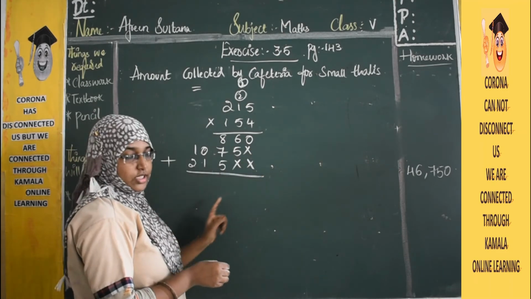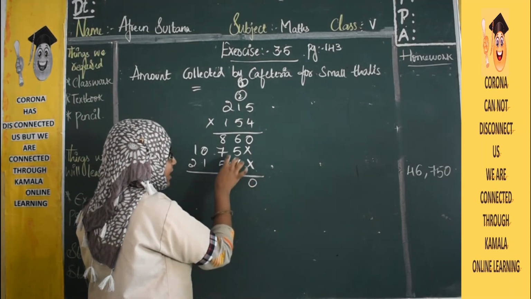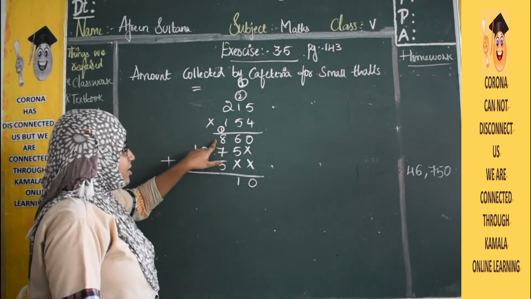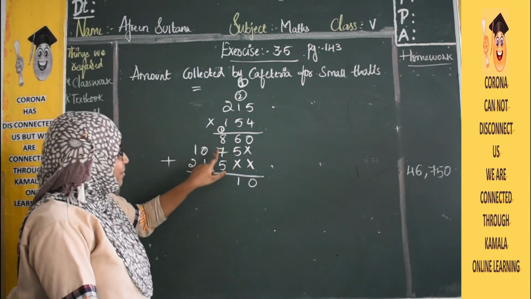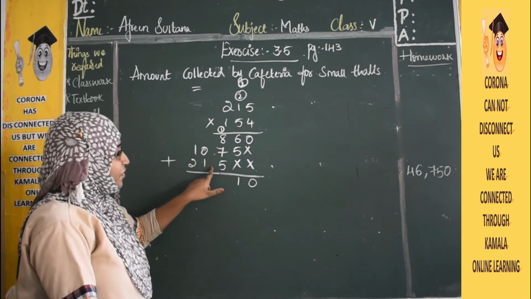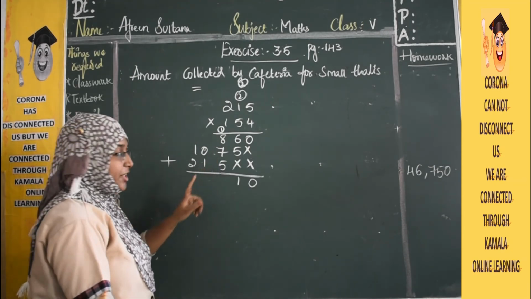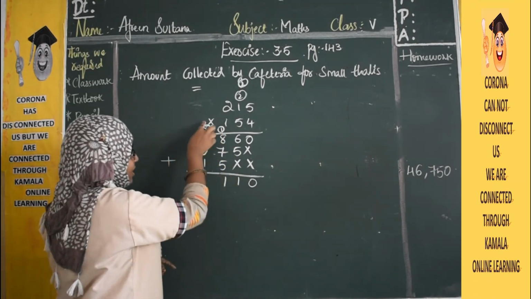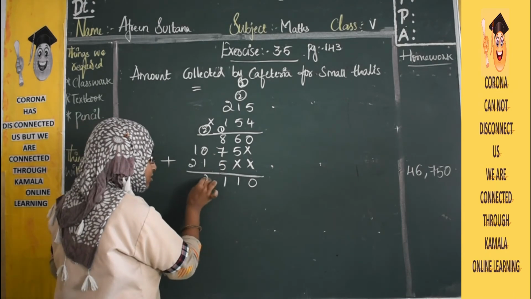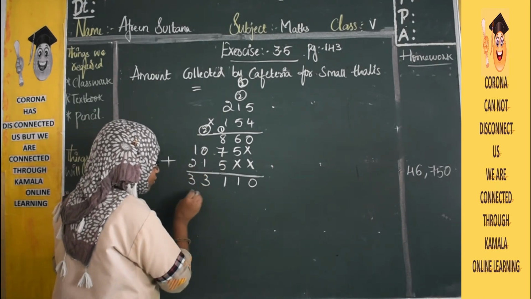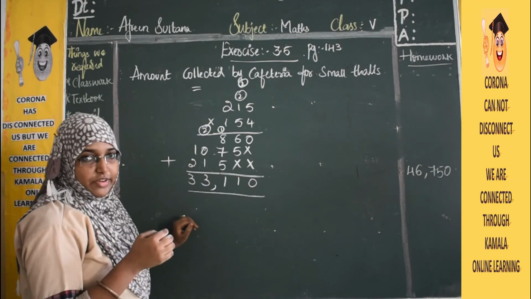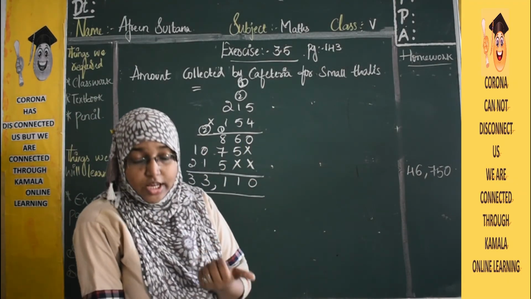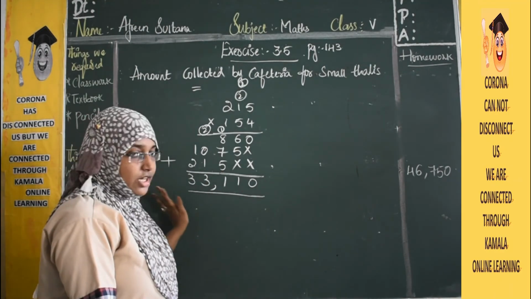Now 0 plus 0 plus 0, 0. 6 plus 5 is 11. That one we will write over here. 8. 8 plus 1 is 9. 9 plus 7 is 16. 16 plus 5 is 21. So 2 we will write over here. 21. 1 plus 2 is 3. 2 plus 1 is also 3. So what is the amount? 33,011 they have collected for small thalis. They asked us to find how much amount was collected for large thalis and small thalis separately. This is how we have found it.